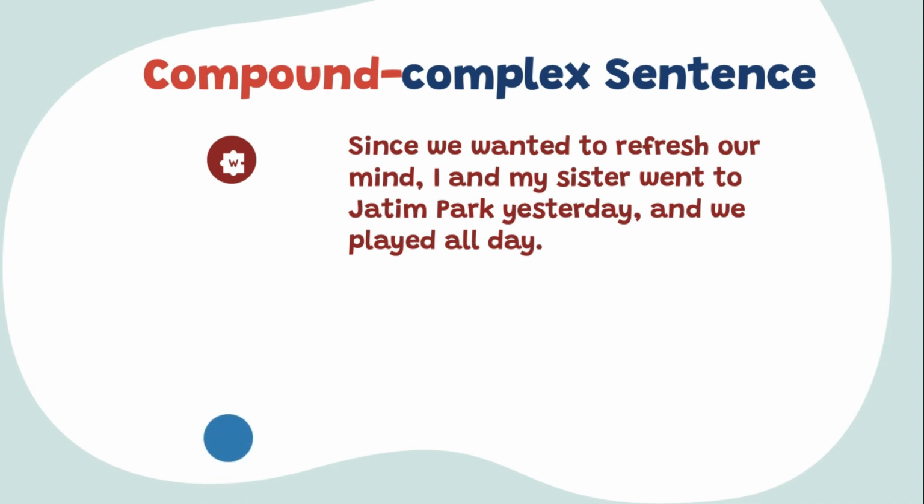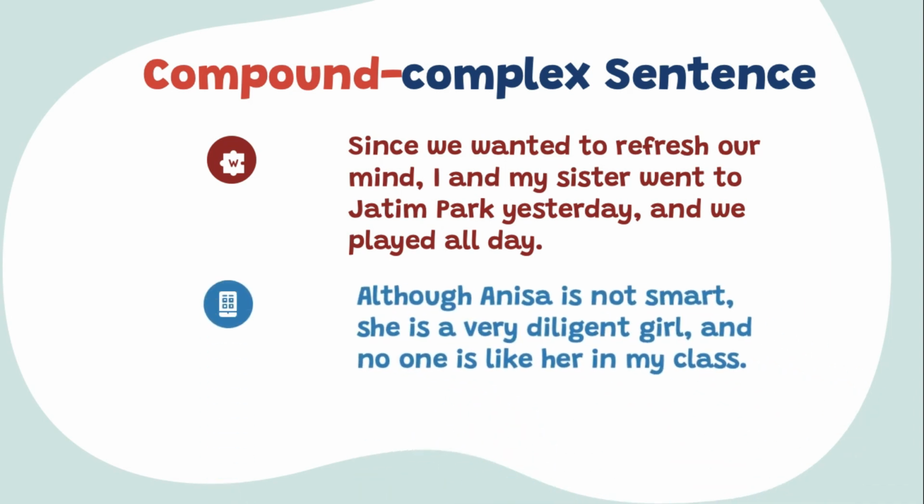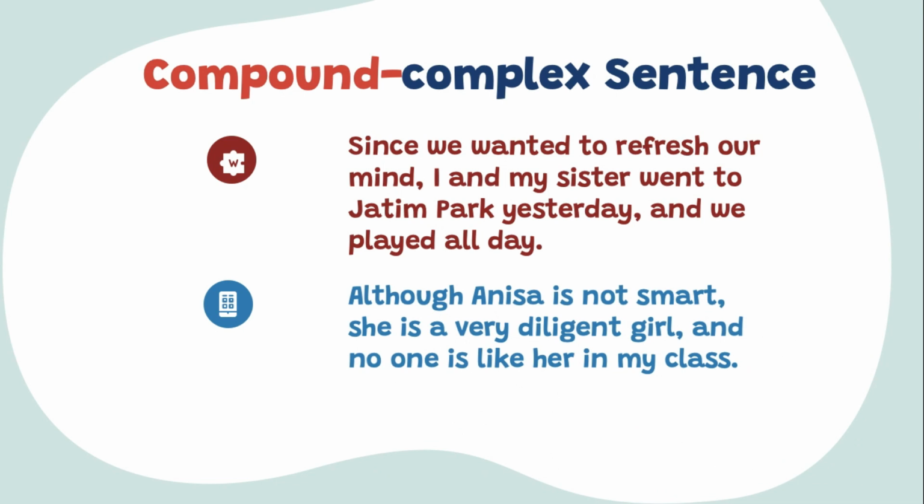Alright, now let's see the second sentence. Although Anissa is not smart, she is a very diligent girl and no one is like her in my class. Okay, it is similar to the first sentence. This sentence, the second sentence, has three parts. Although Anissa is not smart, she is a very diligent girl, and no one is like her in my class. Alright, cool. Those three parts are joined together using although, also, and.